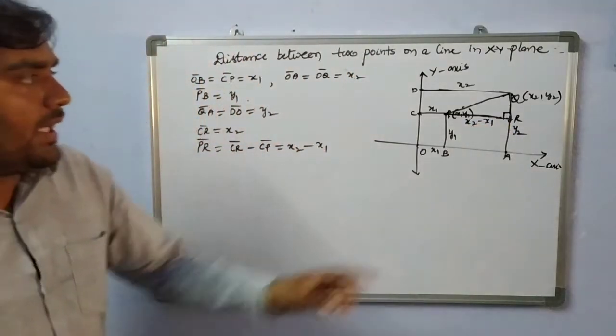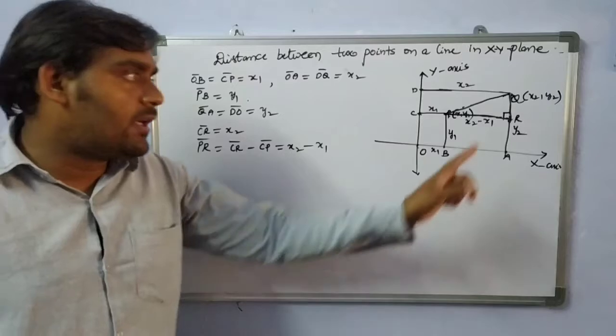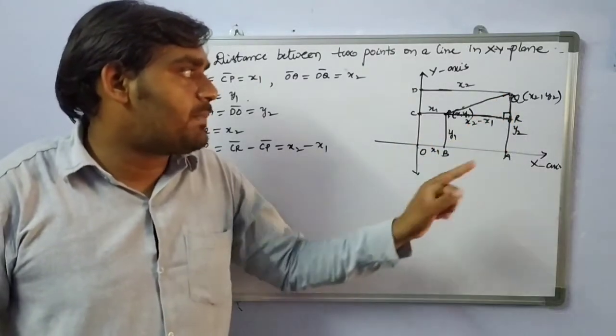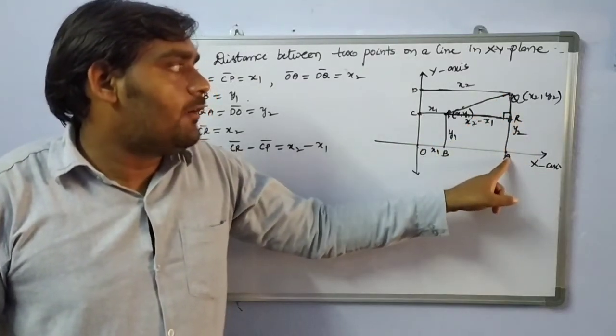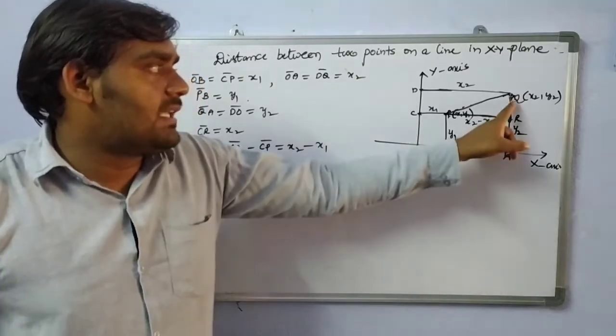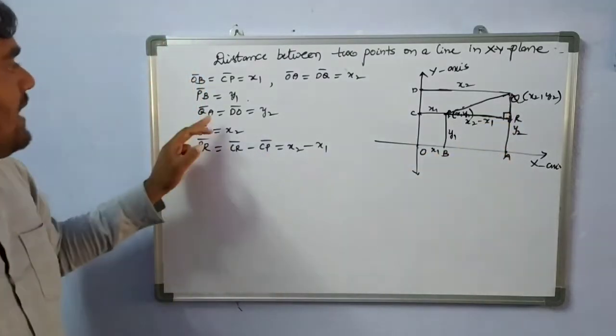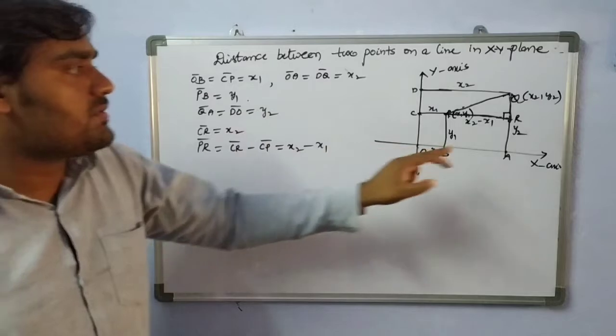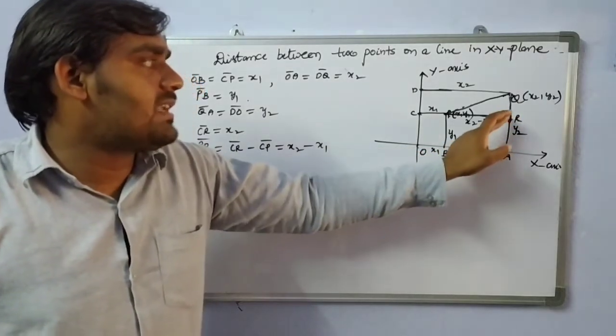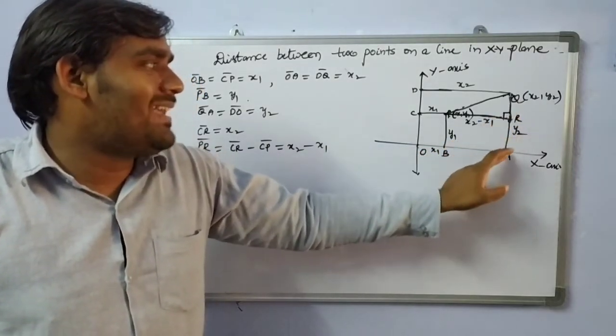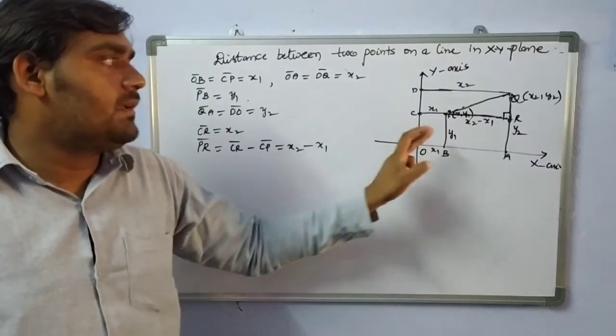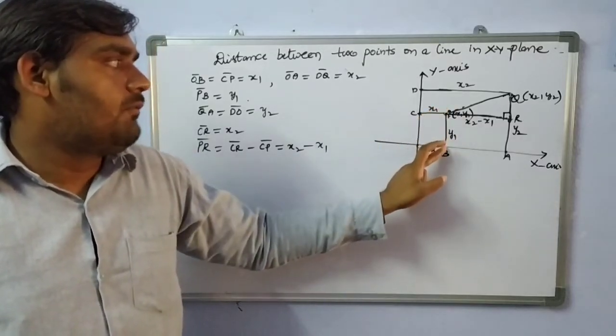After that, we need to find QR. If you want to find QR length, we need to subtract RA from QA. What is the length from Q to A? Q to A length is y2. From this, we need to subtract RA. What is the length of RA? So RA is same as PB, because here to here is y1.